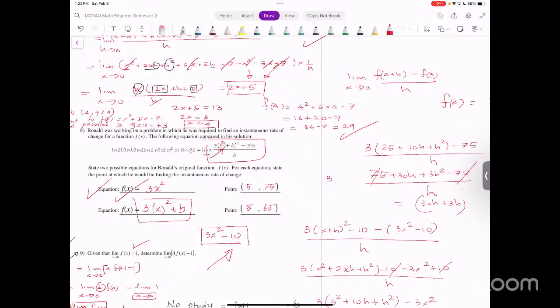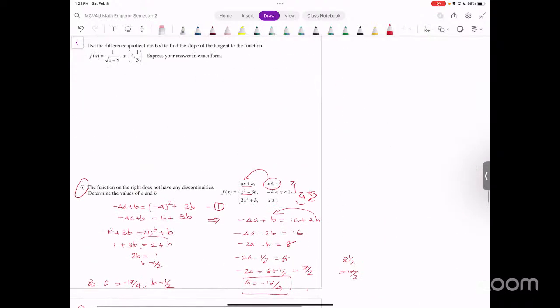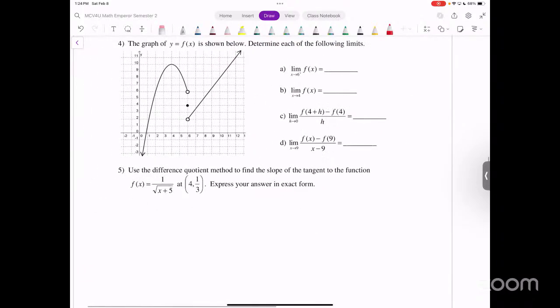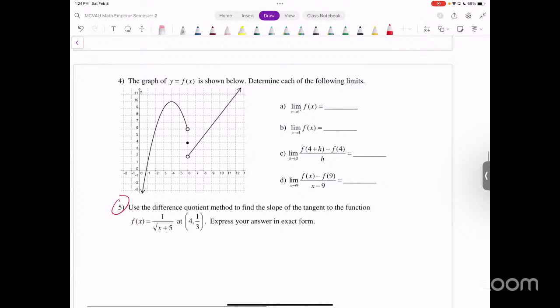All right, I think I took most of the questions. So here, what it is. Can you guys do number 5? Number 5 and number 4, we will wind up.